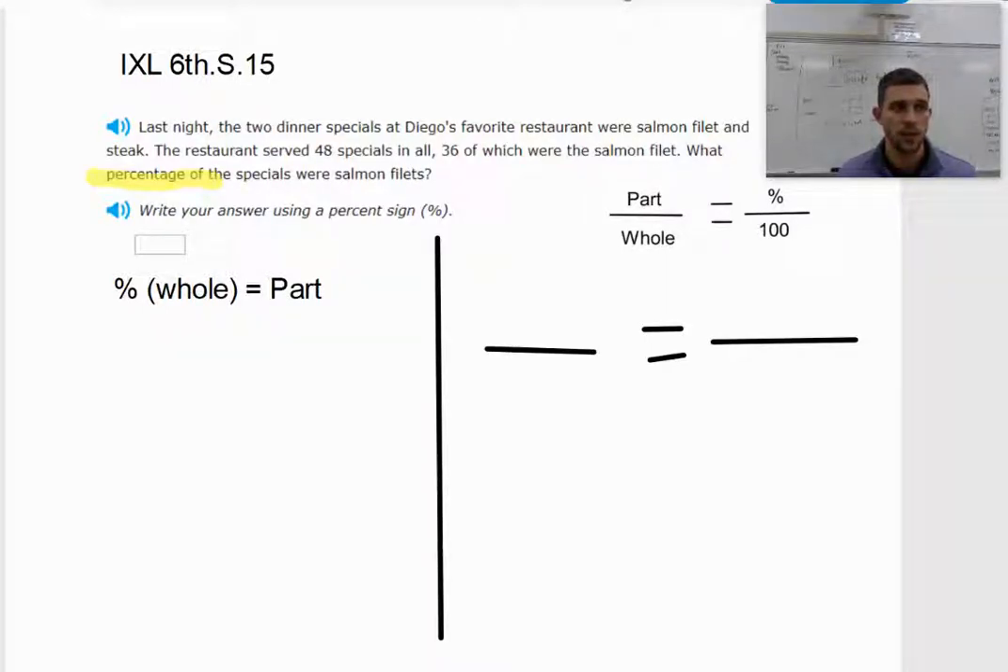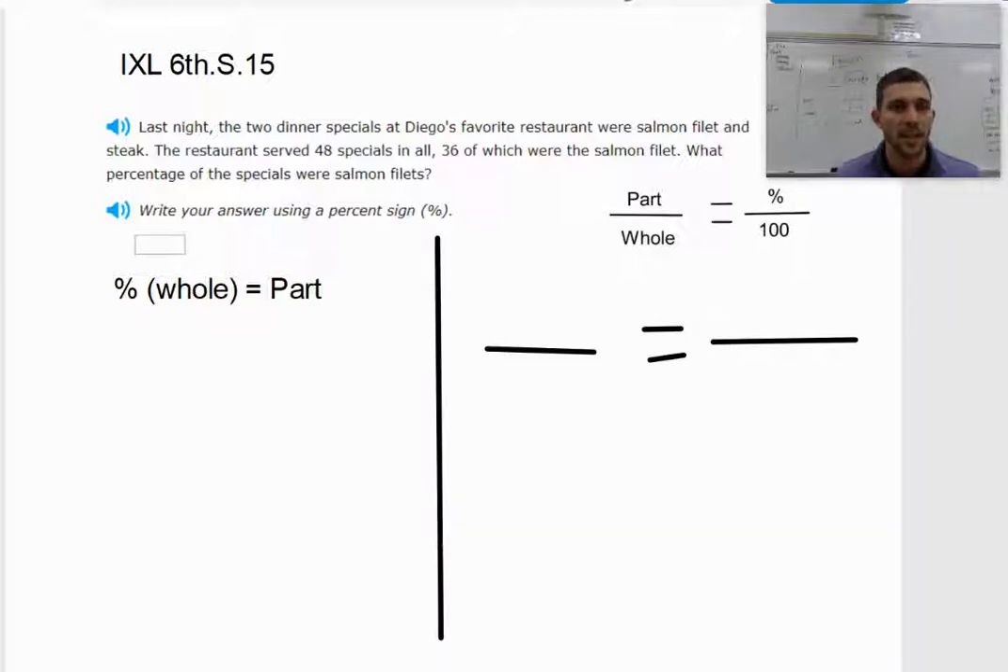In this video, we are going to learn how to calculate the percent when we're given a part and a whole. Let's start out by reading the problem. It says, last night, the two dinner specials at Diego's favorite restaurant were salmon fillet and steak. The restaurant served 48 specials in all, 36 of which were the salmon fillet. What percentage of the specials were salmon fillets?